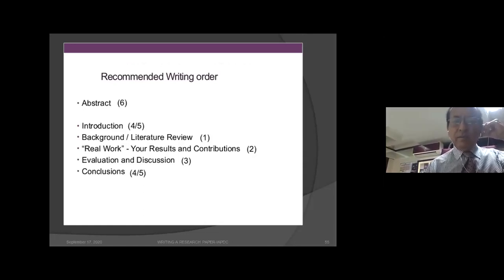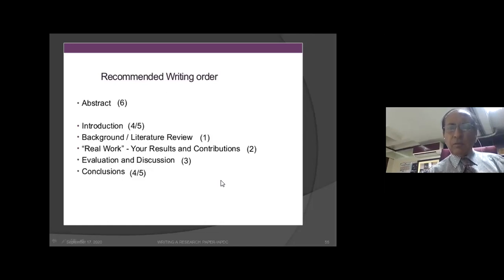Background literature review, then the real work, your results and contribution, becomes priority number 2. Then at number 3, evaluate and discuss. So this is all the preliminary work. Then write the introduction, write the conclusions, and in the light of the whole, finalize your abstract. Although we start to write the abstract in the beginning too, that could be called a draft abstract, and it is always modified and finalized. So this is a recommended order: you start from literature review and results and contributions, etc.